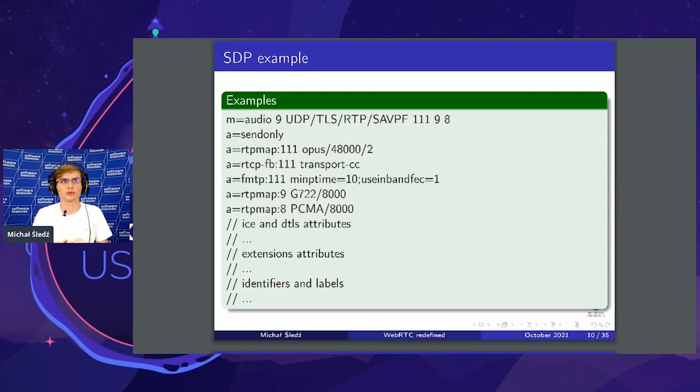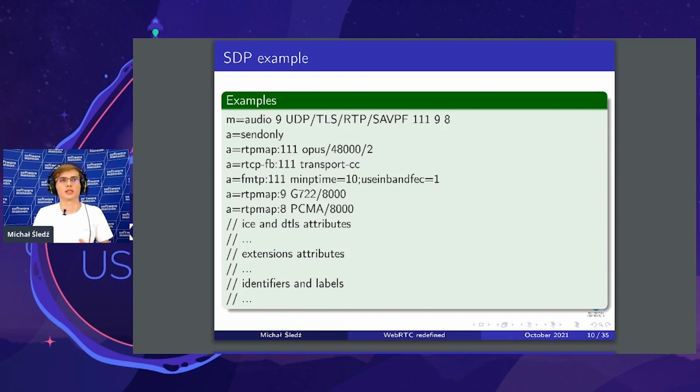SDP basically consists of so-called M-lines. Each M-line describes one audio or video track or data channel. For example, here we have one audio track that we will send. The direction is send only. And this audio can be encoded using 3 different codecs with numbers 111, 9, or 8. This is at the end of the first line. And then we have some mappings. We say that codec 111 is Opus, while codec 8 is PCMA.